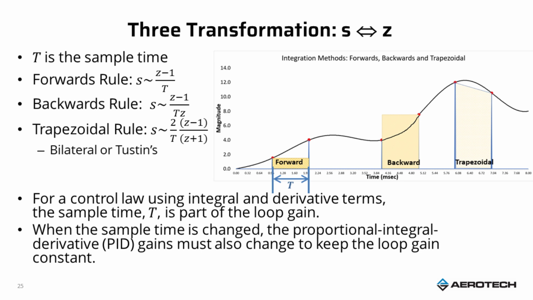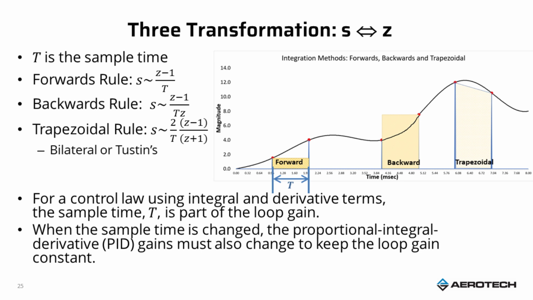And so if I look at this curve and my sample time is T, shown here in the first block in blue, I consider that my sample time. Then if I'm going to do a forward integration, the forward rule is that S is approximately equal to Z minus 1 over T, T being the sample time. And the backwards rule is S equals Z minus 1 over TZ, and the trapezoidal rule is S is approximately equal to 2 over T times Z minus 1 over Z plus 1.